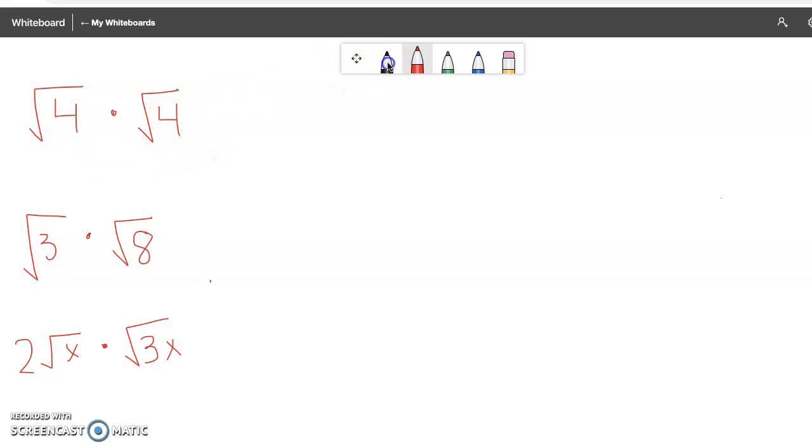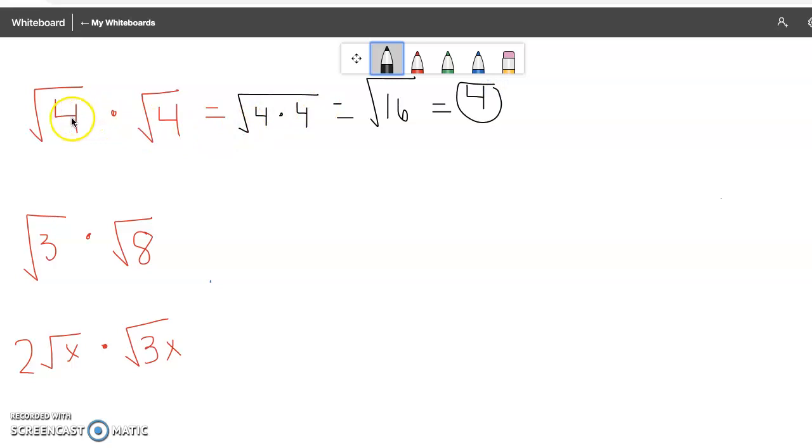So in the first example, to start out easy, I have the square root of 4 times the square root of 4. So I make my radical, and it's like saying 4 times 4, all under one square root. So 4 times 4 is 16, and the square root of 16 is a perfect square, so my final answer is 4. What I want you to notice is since I multiplied the same number by itself within the radical symbols, they just canceled each other out because I was left with 4 at the end.